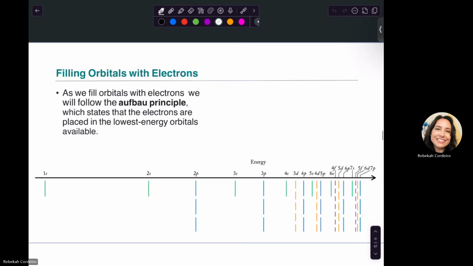This is for Chem 1211. This is going to be sections 3.8 to 3.9. Today we're going to be talking about electron configuration.